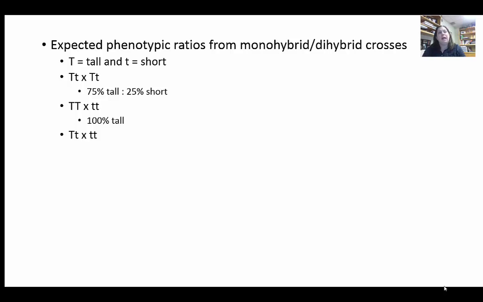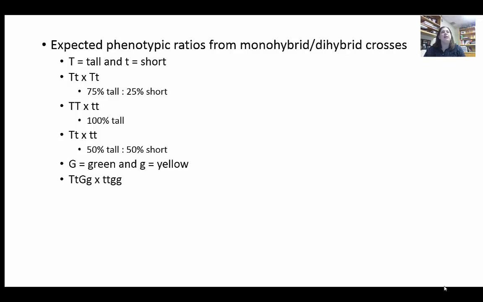Okay, what about this one? Big T, little t crossed with two little t's. Again, if you do the Punnett square, you can pause the video and do the Punnett square. You'll find, though, that you get 50% tall and 50% short. So make sure that you can understand how to set up and do the Punnett squares to find the ratios or the percentages. Now it gets a little harder, guys.